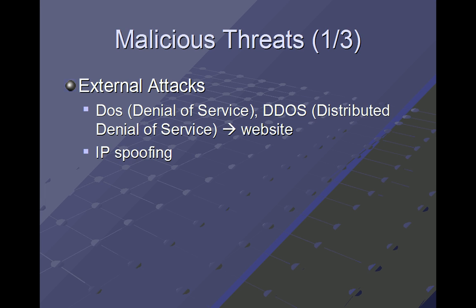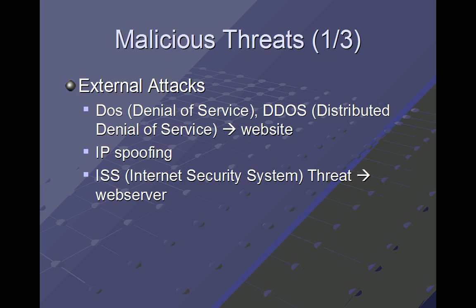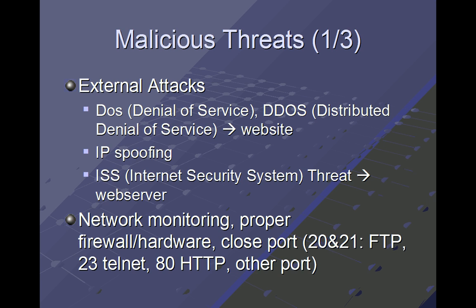And then IP spoofing is a trick that makes the target computer think that it's receiving data from a source other than the actual sender. In other words, it can launch a DoS or distributed DoS attack with a fake IP address, so it's difficult to trace in the network. And then Internet Security Systems or ISS threats could be a threat for the web server because some ports in the web server are open, some for HTTP or FTP, so the threat can attack from that hole. We can avoid this by network monitoring using a proper firewall or hardware, and we can close port 21 for FTP and be aware of the other ports also.